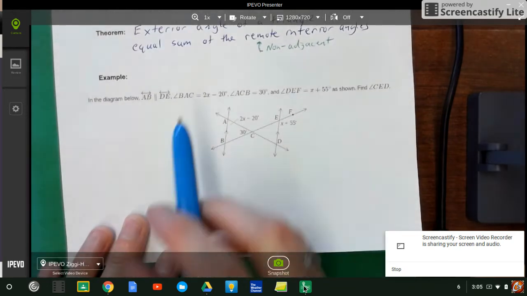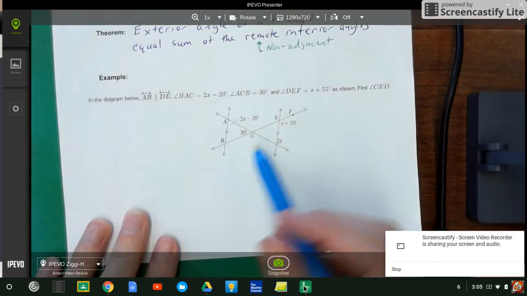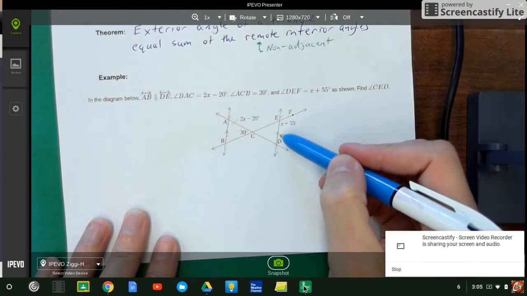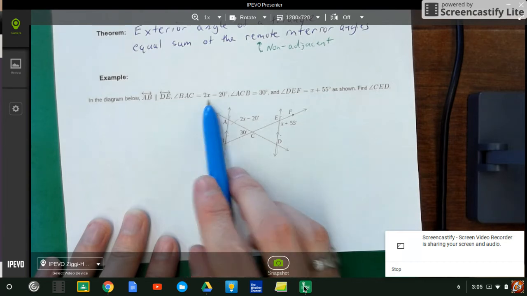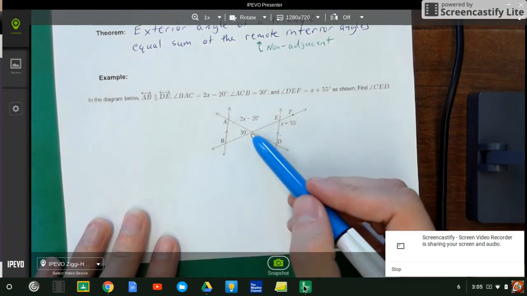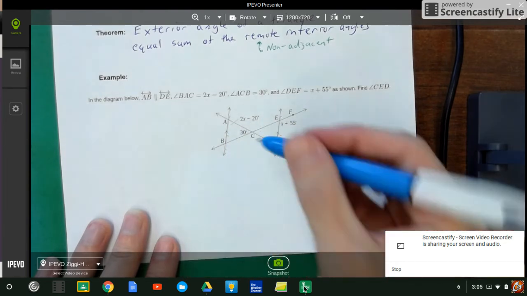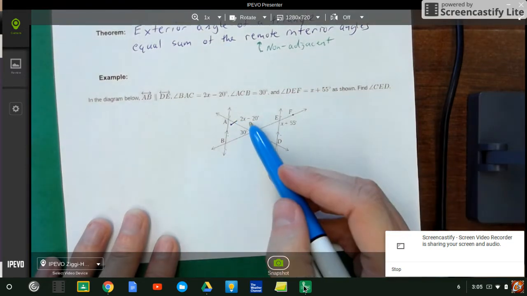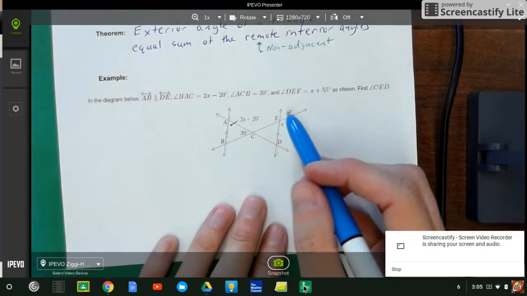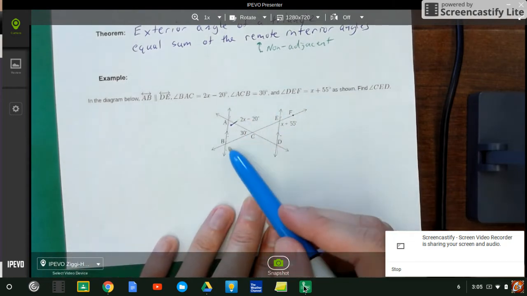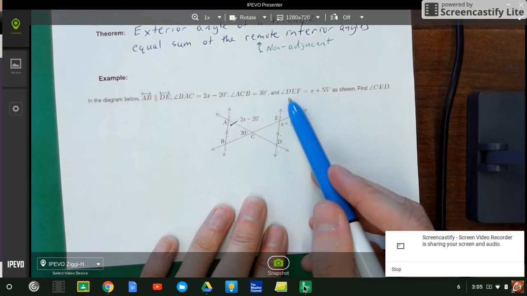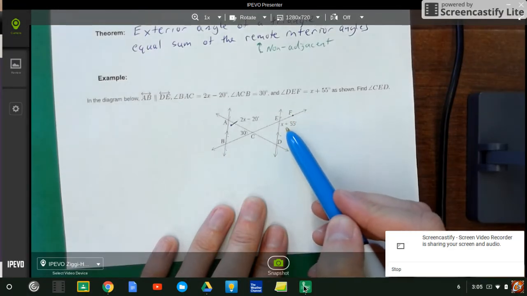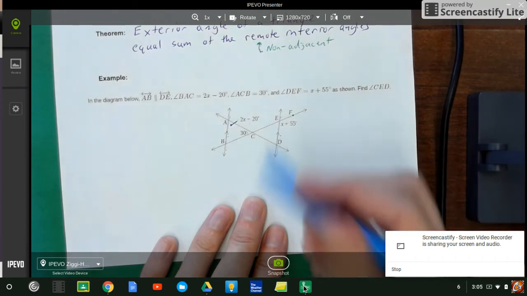So our example here says I've got some parallel lines. So AB and DE are parallel. We can see I've marked them with my little feathers there. BAC is 2x minus 20. So that's this angle right here. Notice I got it drawn in with the line. I usually try to put those inside the angle, but it's a small diagram. ACB is 30. That's already in there. And DEF is x plus 55. So that's already there. They want us to find angle CED.